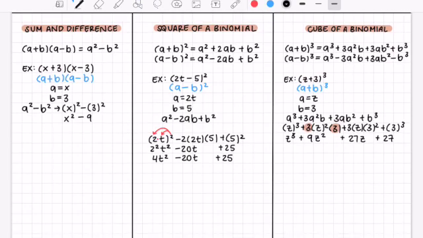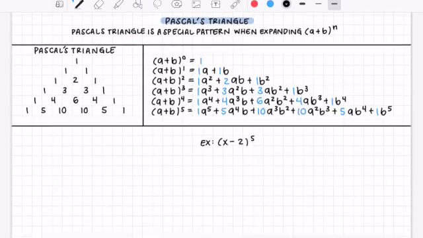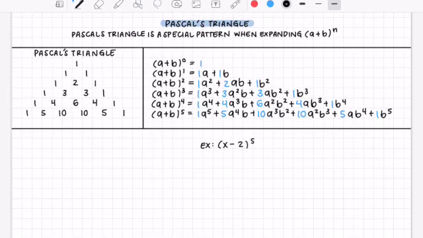Okay, so another type of product pattern or special pattern for multiplying binomials is Pascal's triangle. Pascal's triangle is a special pattern only when the two terms are adding with each other and you have an exponent on the outside. Now remember, this is when they are adding. It can use subtracting, but there's going to be a little trick, which I will show later on in the example.